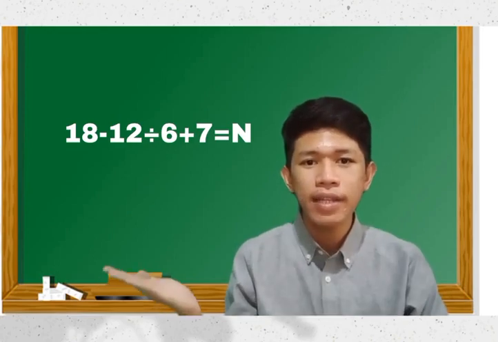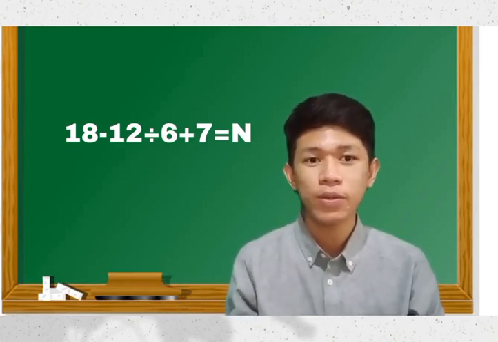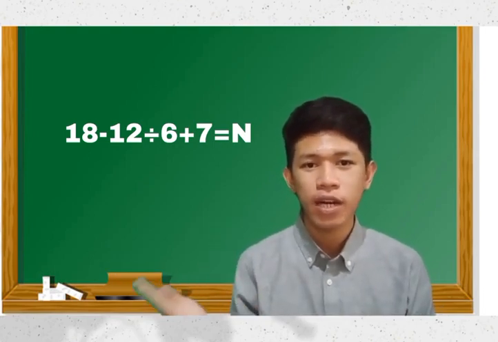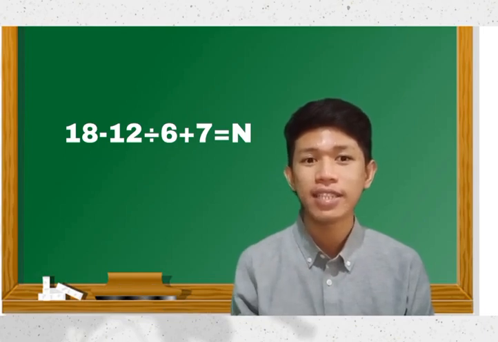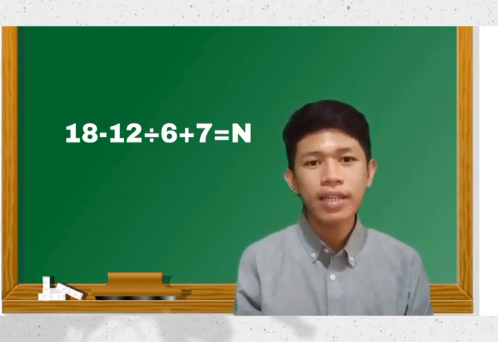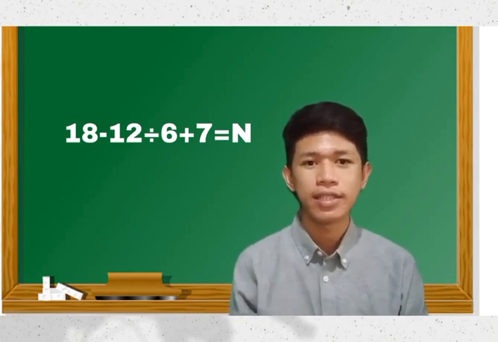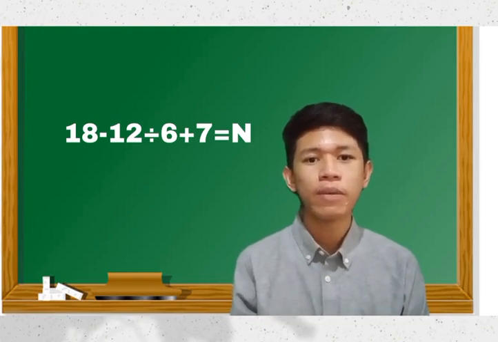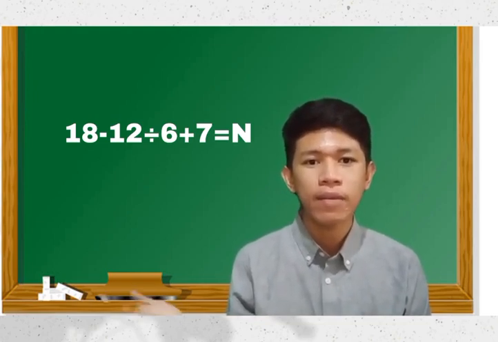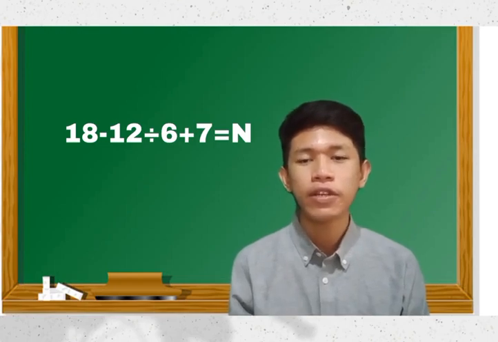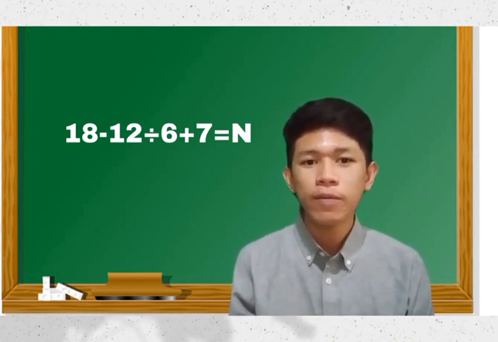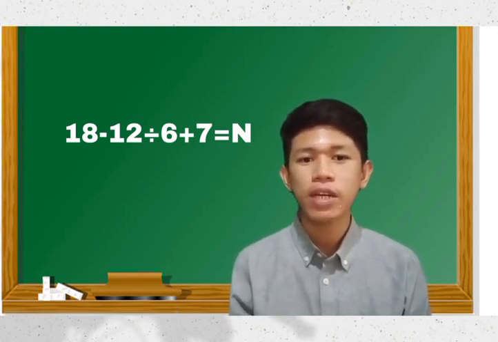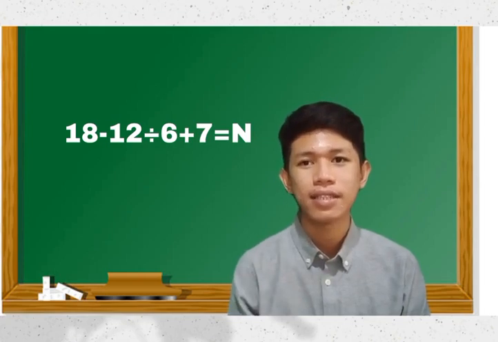18 minus 12 divided by 6 plus 7 is equals to n. In this expression, we have 3 operations: subtraction, division, and addition. Starting from left going to the right, do rule 1 since there is division. Now the second operation left belong to rule 2. Here we perform the operation as they come from left to right, first come, first serve. Which of the 2 operations, subtraction and addition, comes first? Do subtraction first, then addition last.